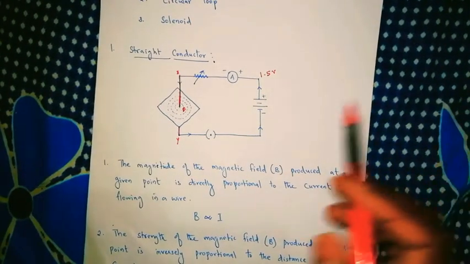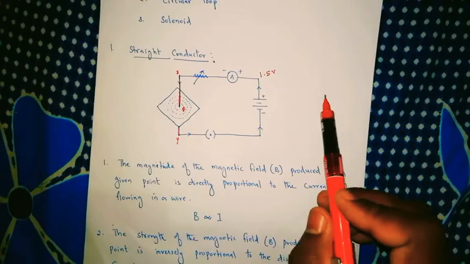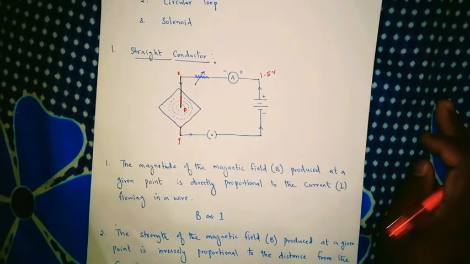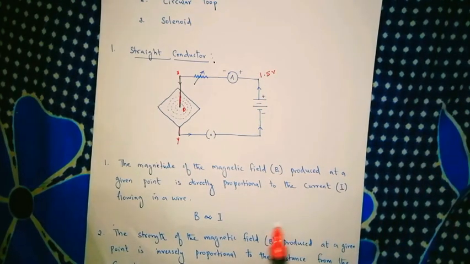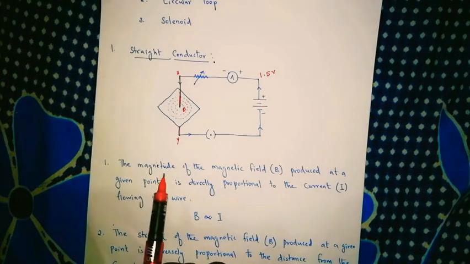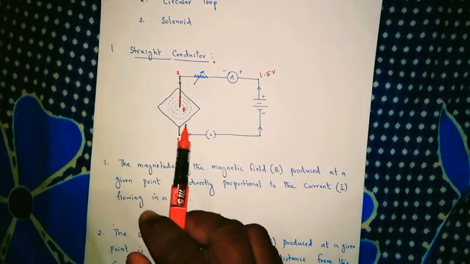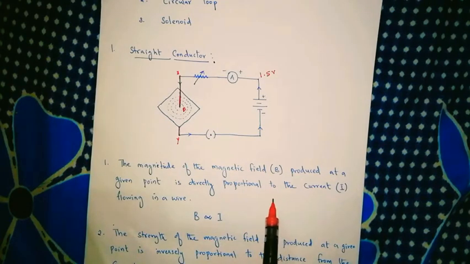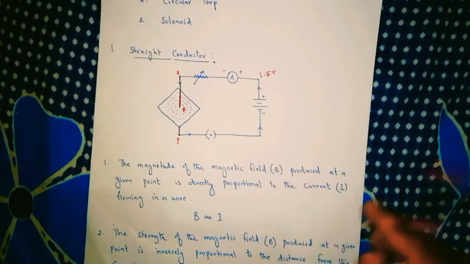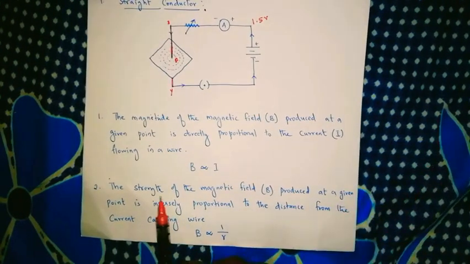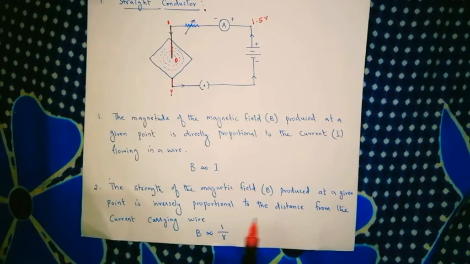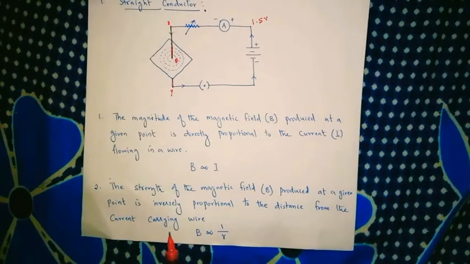What happens? Immediately, as more current moves inside, I can find more deflection. So that is what you can find: the magnitude of the magnetic field, that means the magnetic field also increases when we increase the current. More circles are formed when we increase the current. And also the strength of the magnetic field B produced at the given point is inversely proportional to the distance from the current carrying wire.